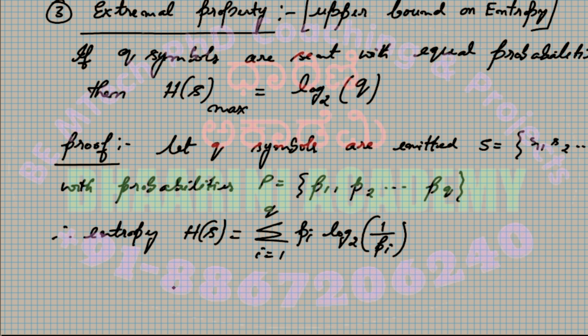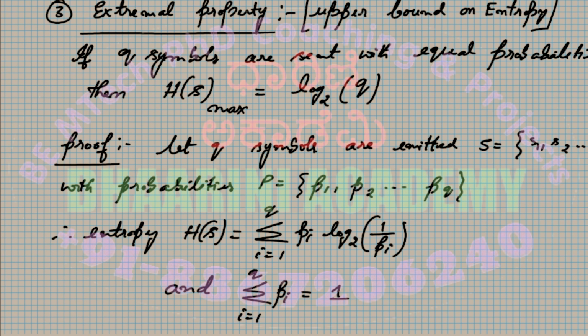I also know one more thing, I will write it here. What is the sum of all the probabilities, that is i is equal to 1 to Q? If I take the simple sum of all probabilities, that should be equal to 1. Correct? One of the symbols will definitely appear, so the sum of the probabilities will be equal to 1.